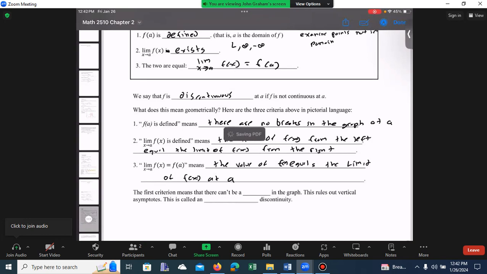Again, the first criteria means there can't be a break in the graph. This rules out vertical asymptotes. Vertical asymptotes mean there are points of discontinuity. Think of discontinuity: if you can't draw the graph in a straight line without picking up your pencil, then it's not continuous. We call this an infinite discontinuity.